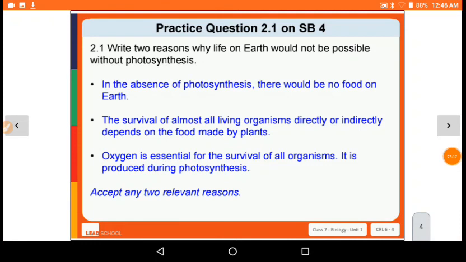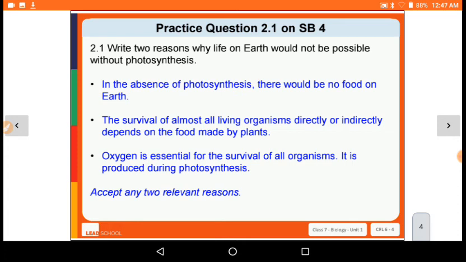We had a quick recap of photosynthesis. So now let's see practice question number 2. First question: write two reasons why life on Earth would not be possible without photosynthesis. In the absence of photosynthesis, there will be no food on Earth, because the survival of all living organisms directly or indirectly depends on the food that is made by plants.